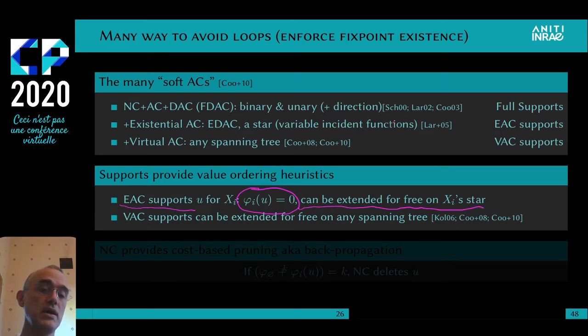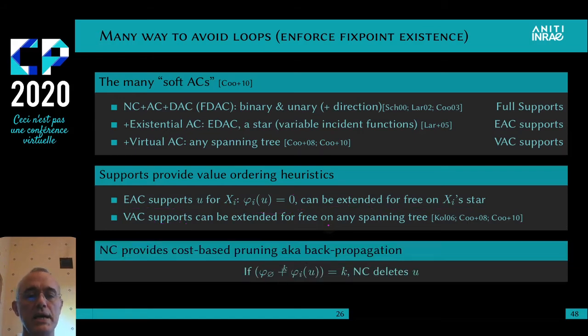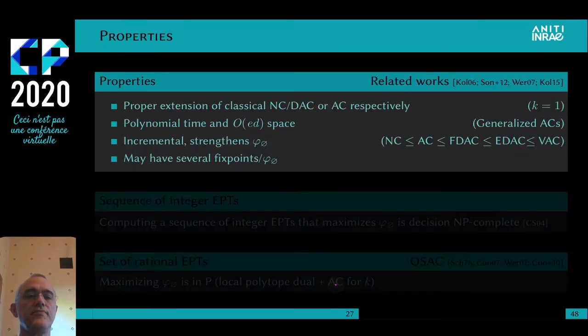And so it's a very good value to choose for assignment. VAC supports are even better, because they can be extended for free on any spanning tree. And the other nice property they have is that node consistency actually does some extra job, which I didn't describe. It prunes. Essentially, it checks if the constant term plus the unary cost exceed or reach this upper bound k, and in this case, it deletes a value from the domain, although this is sort of implicit, as I said before.